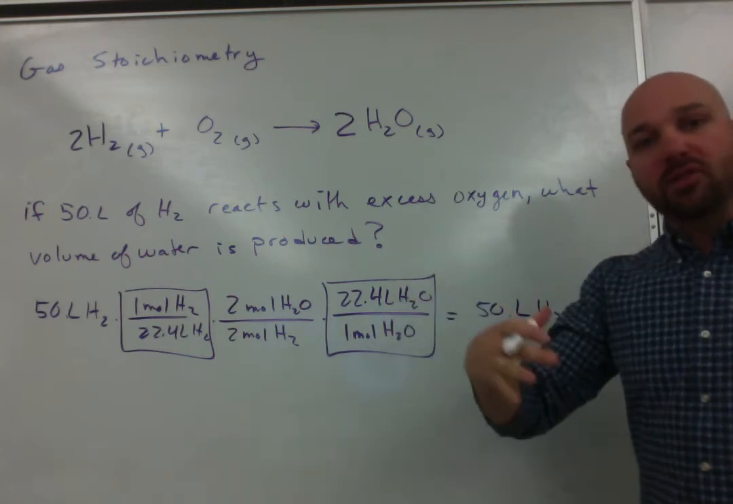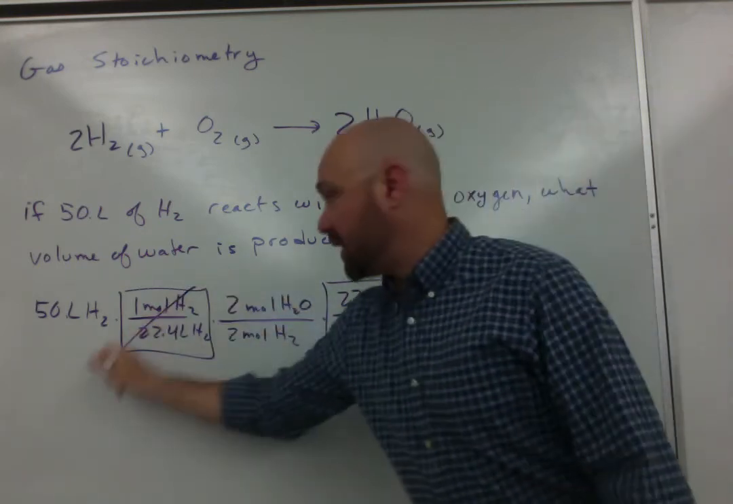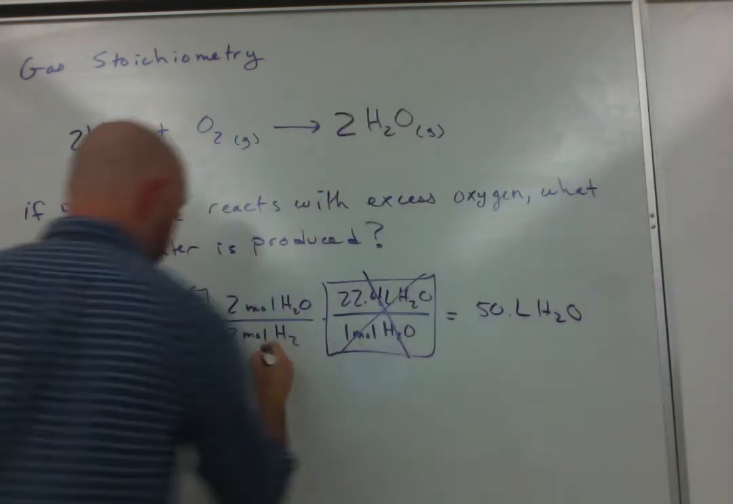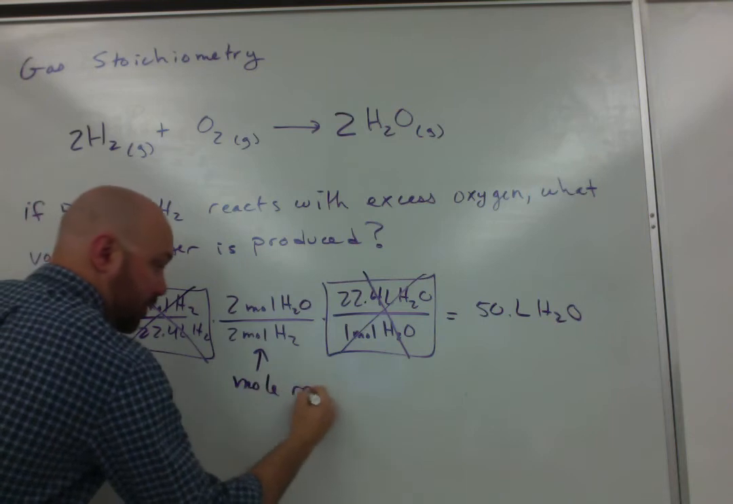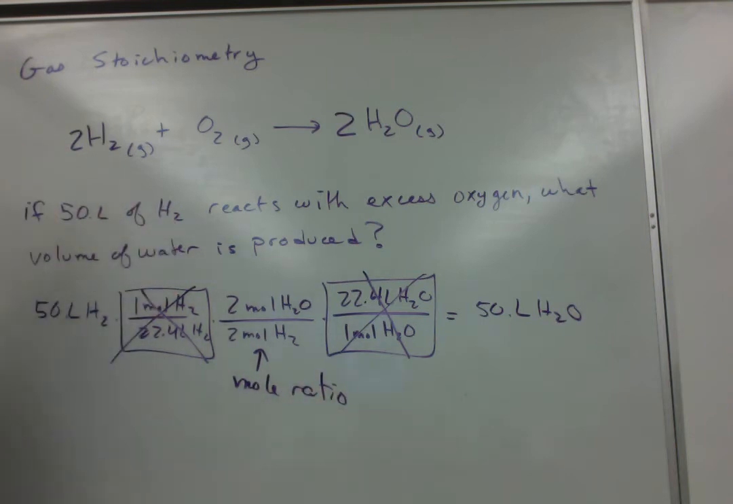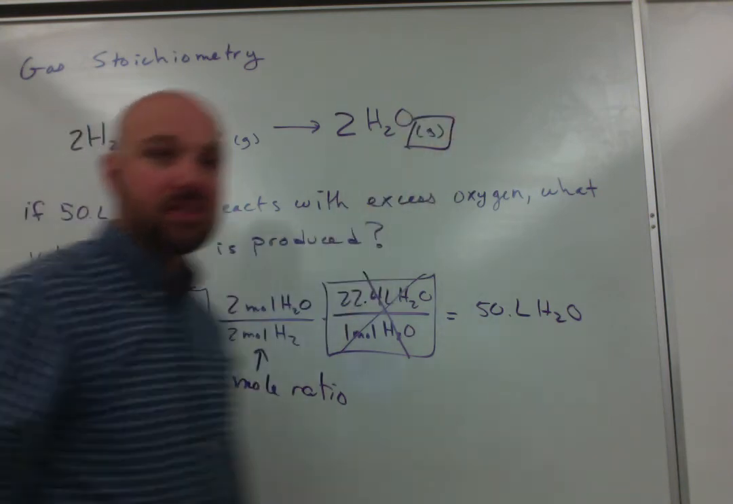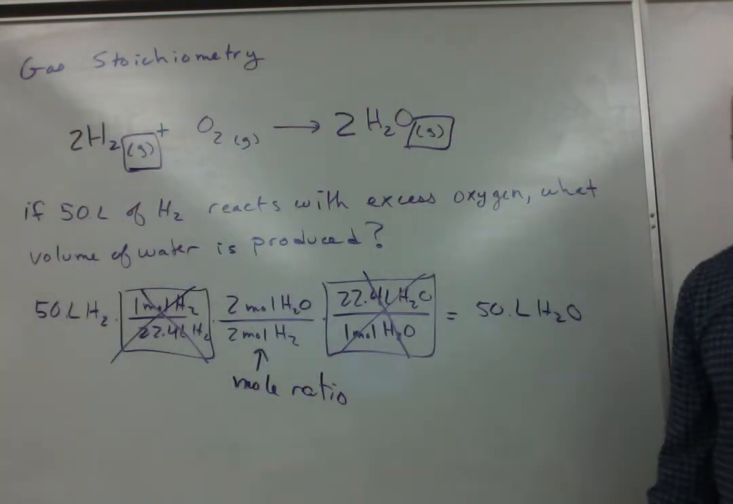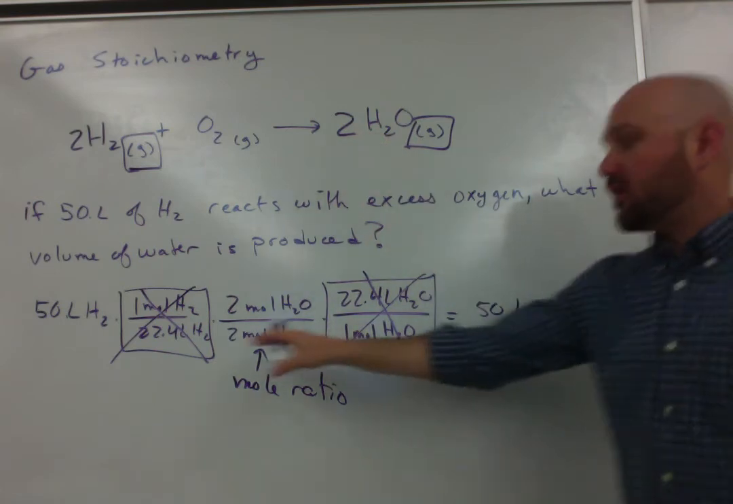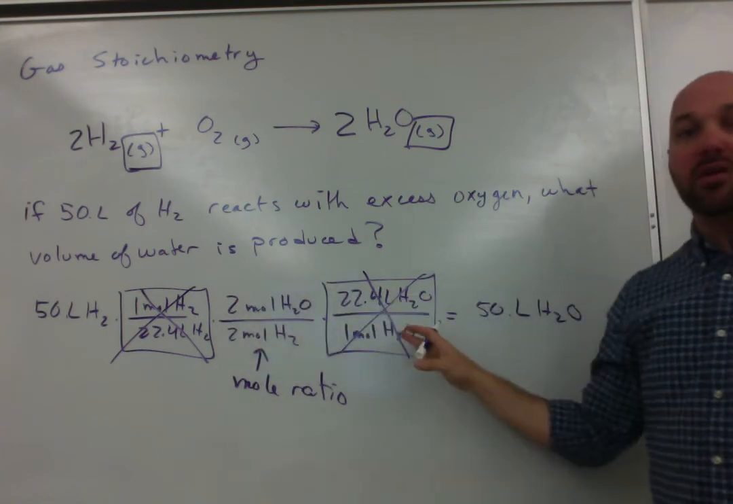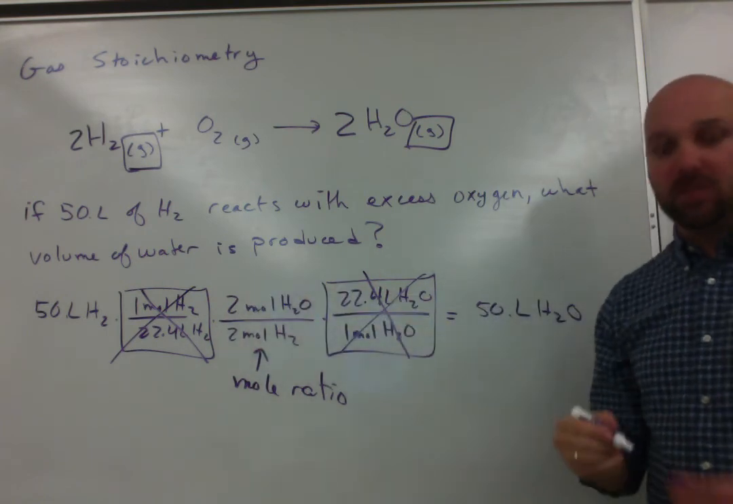So for stoichiometry with gases, we can eliminate that, and only the mole ratio is what gets us from what we start with to what we finish with, as long as we have both chemicals as a gas. That's the essential thing. Both chemicals need to be a gas for us to use just the mole ratio and cancel out the two conversions of moles and liters.